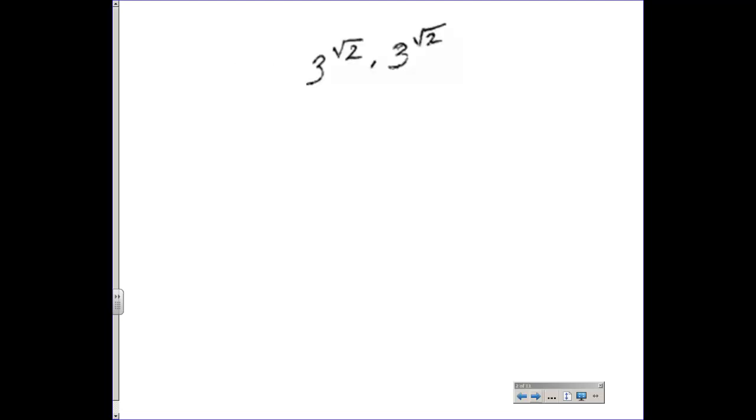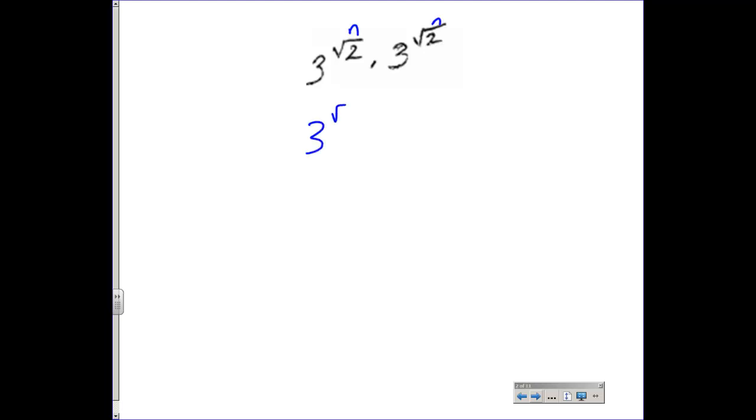The first problem we have here is 3 raised to the square root of 2, which is a real number, times 3 raised to the square root of 2. Now the rule here is to add these together. When we have exponents that are square roots or cube roots or anything, we treat them like variables. So this is really like a variable and a variable. If we were to add them together, we would call it 2n.